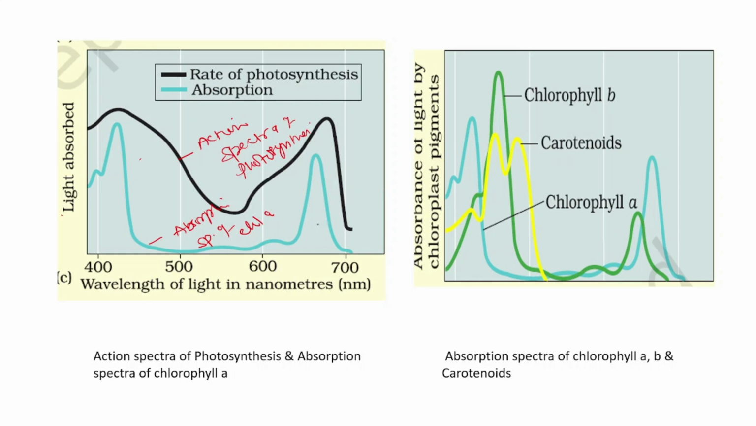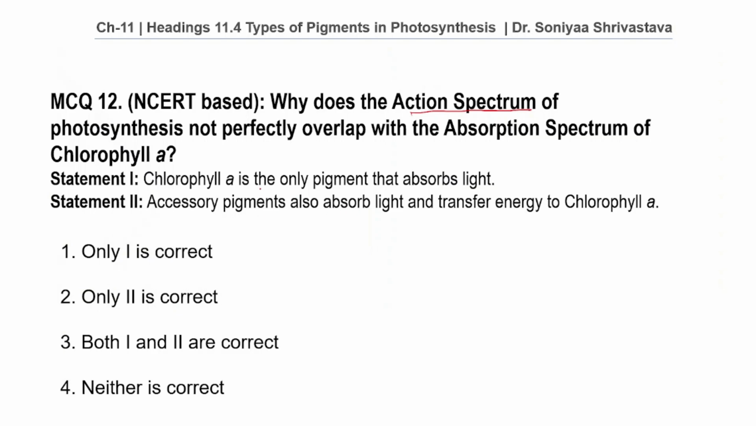Let's test the statements. Statement number 1: chlorophyll A is the only pigment that absorbs light. Is it correct? No. Besides chlorophyll A, plants also contain chlorophyll B, xanthophyll and carotenoids. So this statement is wrong. Statement number 2: accessory pigments also absorb light and transfer energy to chlorophyll A. Is this a correct statement? Yes, this is a correct statement. Accessory pigments capture wavelengths that chlorophyll A absorbs poorly and transfer that energy to chlorophyll A.